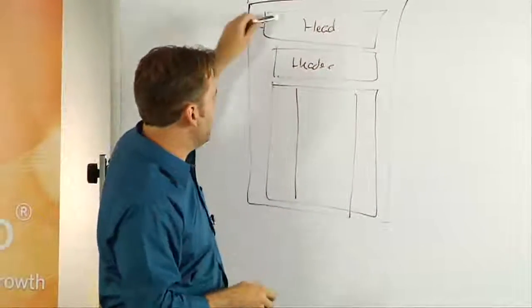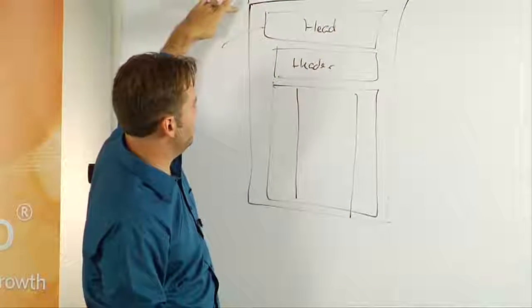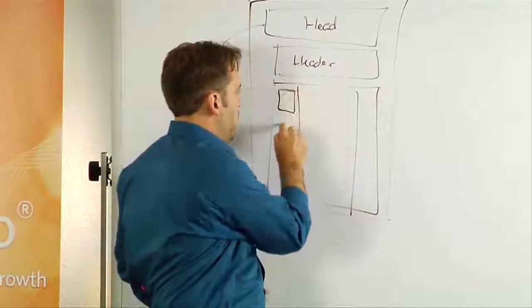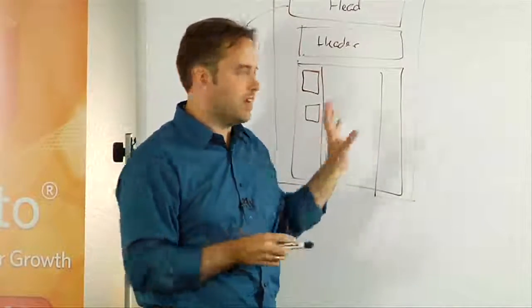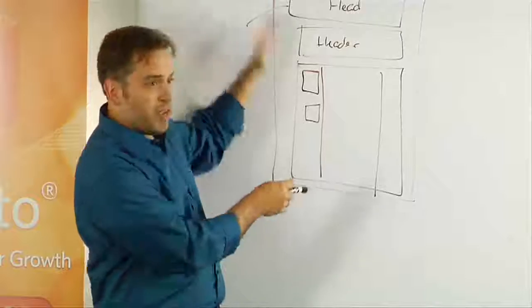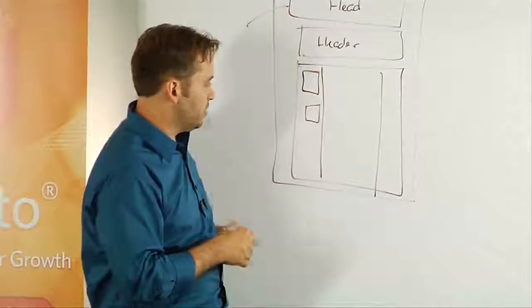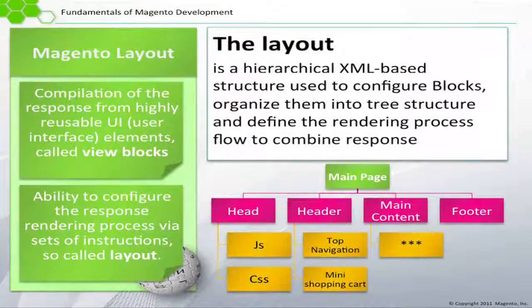But in these different areas, these are all blocks. This is a block. It happens to be inside this block. Same with this. And in here, we might have other little blocks. Okay? So that's Magento's approach to this. It's all just blocks. Blocks may contain other blocks. Some blocks contain lists of blocks, and that's it. Okay? That's Magento. Generally, that's set up in the layout XML.